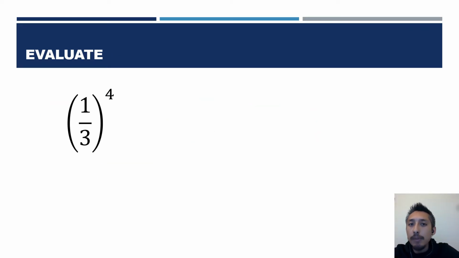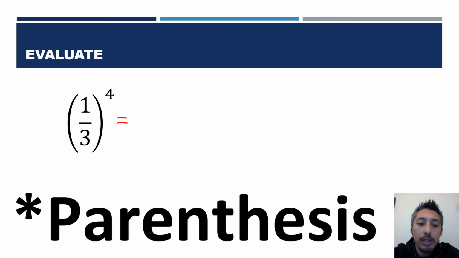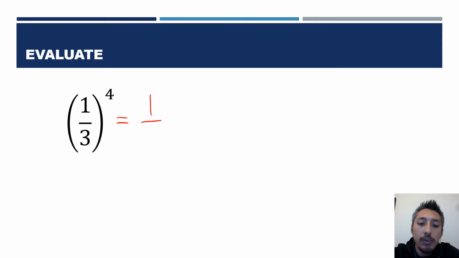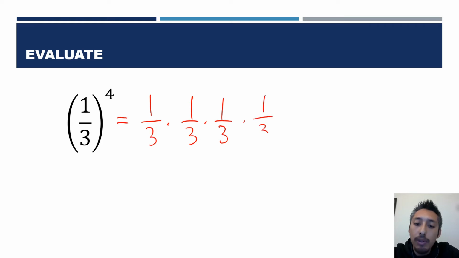We're going to be doing the same thing with this next example. Here we have the fraction 1 over 3 being raised to the power of 4. Just like in our previous example, we're just going to take what's inside of the fraction, which in this case is 1 over 3, and we're going to be multiplying it by itself 4 times. So here we have 1 over 3 times 1 over 3 times 1 over 3 times 1 over 3. We know that because of the exponent, it's 4.